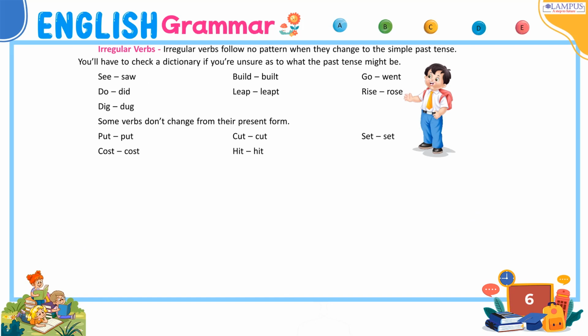Irregular verbs. Irregular verbs follow no pattern when they change to the simple past tense. You'll have to check a dictionary if you're unsure as to what the past tense might be. See, saw. Build, built. Go, went. Do, did. Leap, leapt. Rise, rose. Dig, dug.